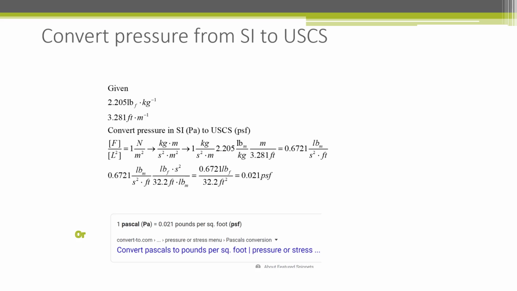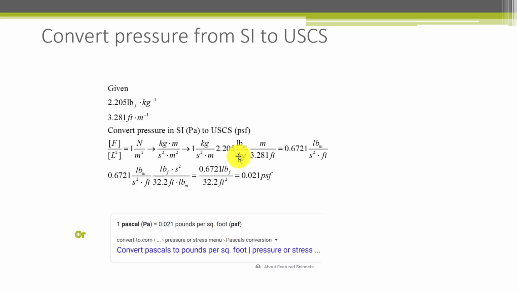Here's another conversion of pressure from SI to USCS. We're given the same two conversion factors. So what we want to do is convert pressure, which is newtons per square meter. Its dimensions are force per length squared. We know that a newton is a kilogram meter per second squared. We have to divide it by the meters squared here. If you cancel out the meters, you get kilogram per second squared meter.